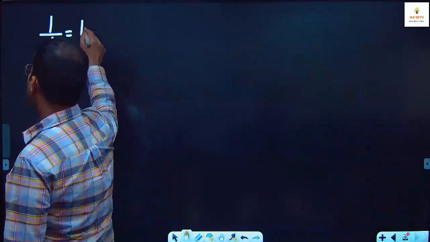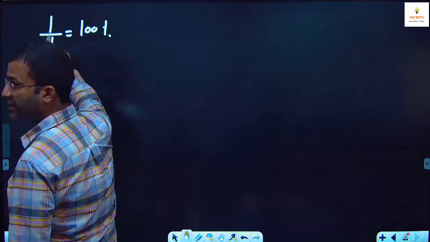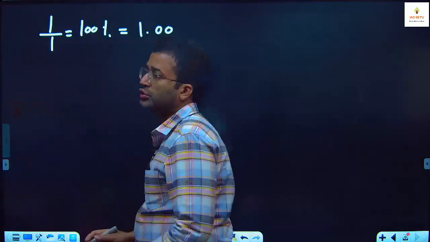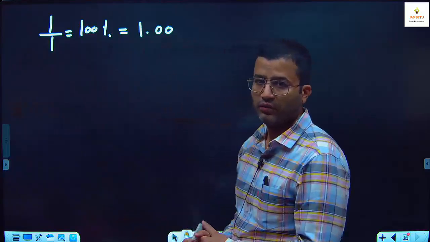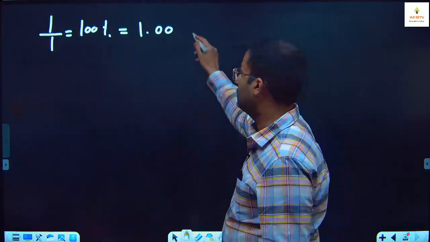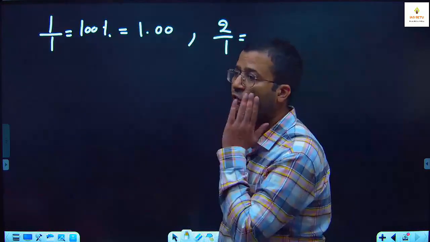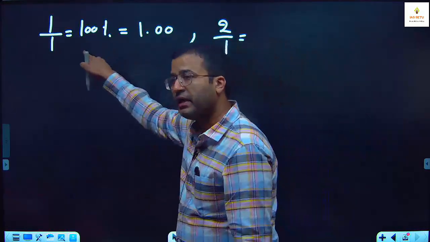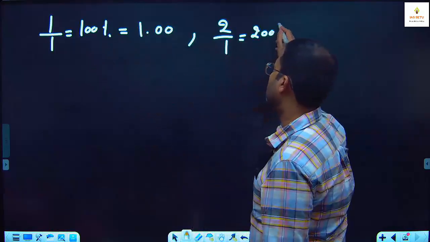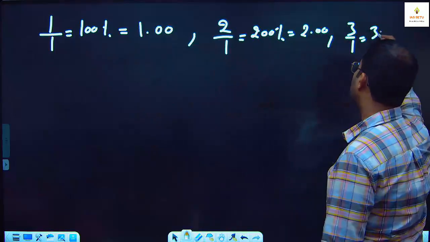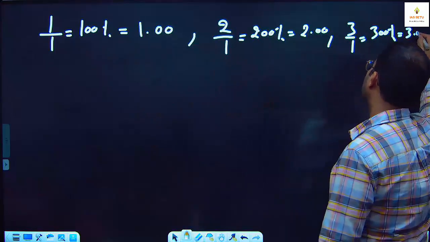One by one, 100%. This is fraction, this is percentage, and this is 1.00 decimal. We can write decimal also. 2 by 1. It's like multiple of 1 by 1. So it will be double, 200%. 2.00. 3 by 1, 300%. 3.00.